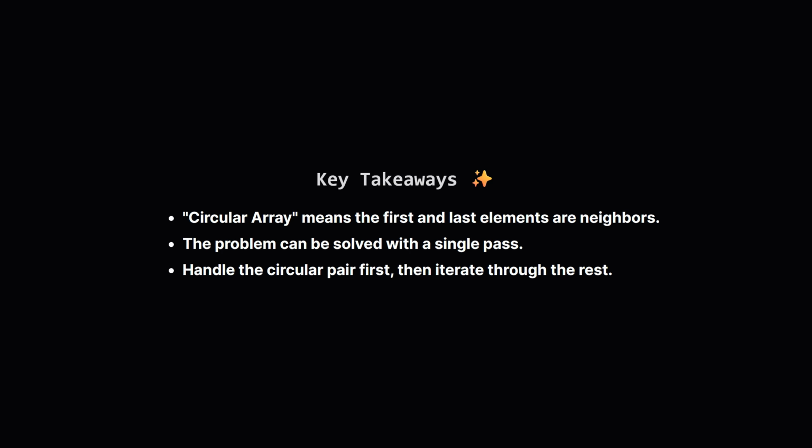So to wrap it all up, the key takeaway is what circular array means. It's just a fancy way of saying the ends of the list connect. Once we get that, the solution is a straightforward, single pass through the data. A great strategy is to handle the special circular case first, then loop through the rest of the pairs, always keeping track of the biggest difference you've seen.